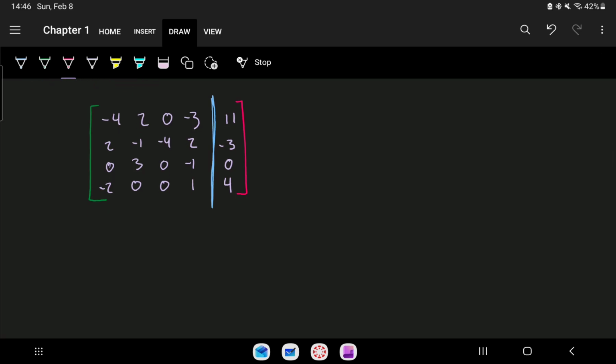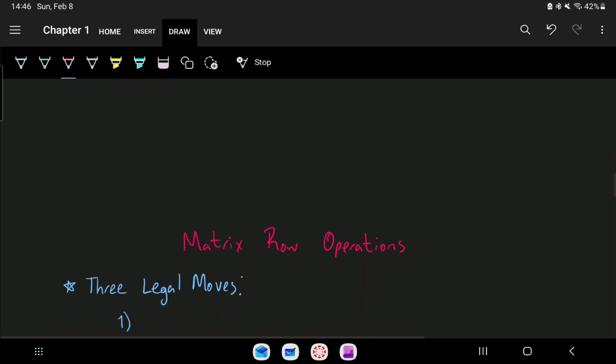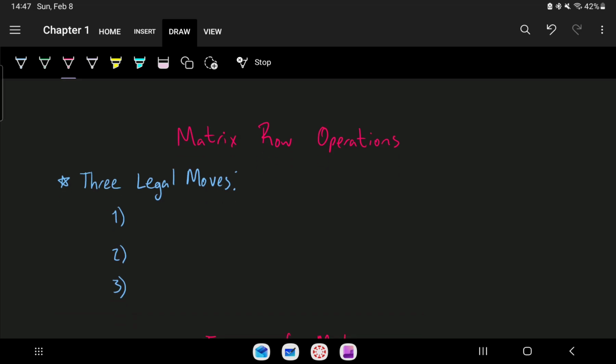So the real question now is, what do we do with this? And this is where it's going to get really similar, and we're going to ring a lot of bells from that first video. There are 3 legal moves for matrix row operations, and they are the exact same things as what we talked about last time. The first thing that you can do with matrices is you can interchange rows, so that row 1 could be interchanged with row 2, for example.